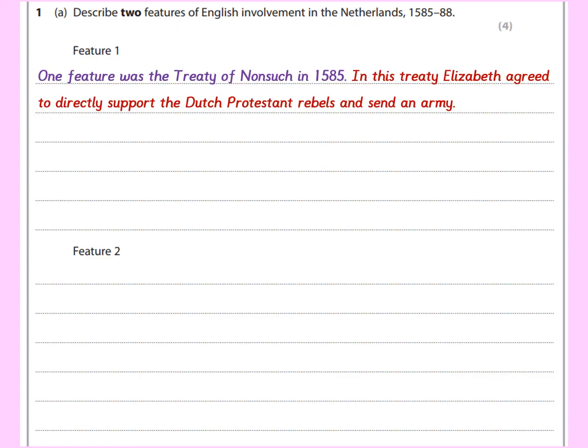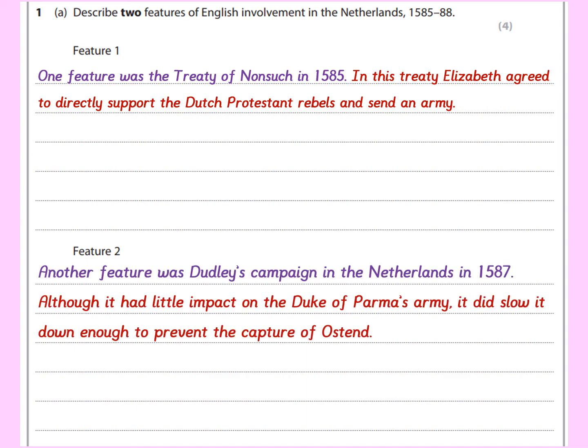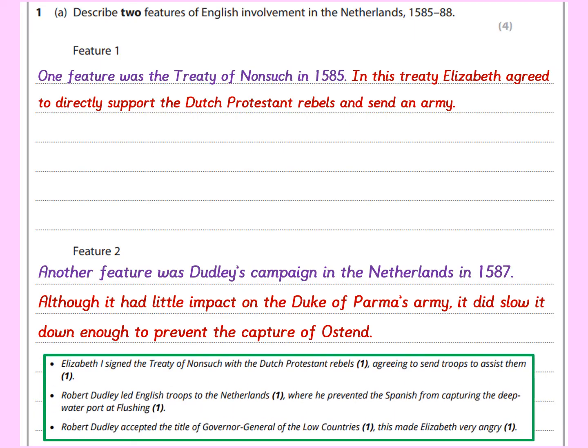One feature was the Treaty of Nonsuch in 1585. In this treaty, Elizabeth agreed to directly support the Dutch Protestant rebels and send an army. Another feature was Dudley's campaign in the Netherlands in 1587. Although it had little impact on the Duke of Parma's army, it did slow it down enough to prevent the capture of Ostend. Alright, so the examiner will be given certain acceptable points that they are allowed to mark, but even if it's not on this particular sheet here, you could use other things. As long as it's valid, the examiner will give you the credit. So I'd get a mark for including the Treaty of Nonsuch and my extra detail about it and what it included. I'll get another mark for Dudley's campaign in the Netherlands, and for explaining its impact, I'll get my next mark. That'll be 4 out of 4 then.